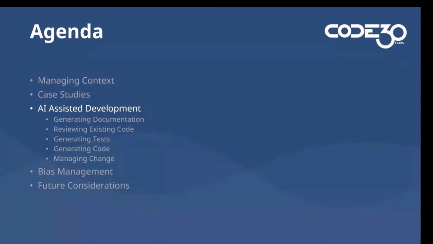All right, so let's move on and talk about AI assisted development. In this section, we're going to talk about reviewing existing code, generating some documentation, generating tests, generating code for addressing tech debt and feature debt, and then managing change, or how we can use AI to help us more on the project management side of things. Let's go ahead and get started.